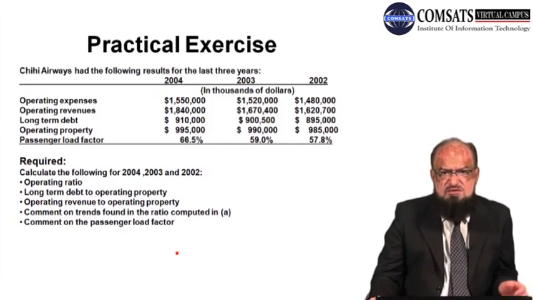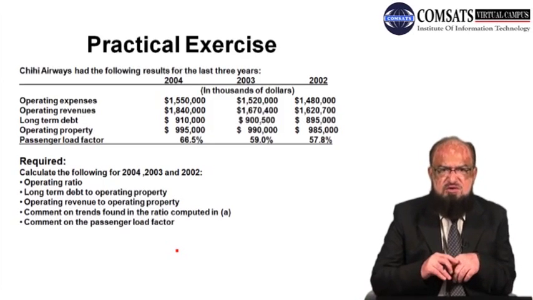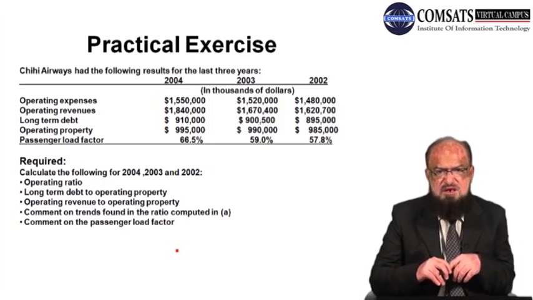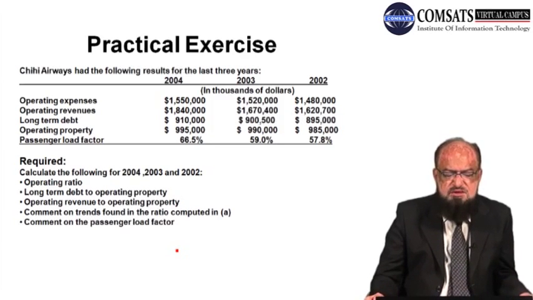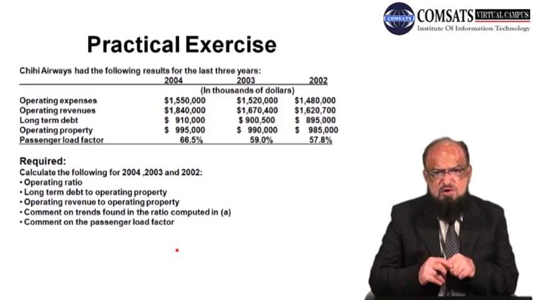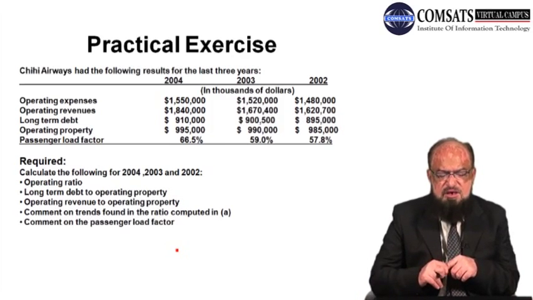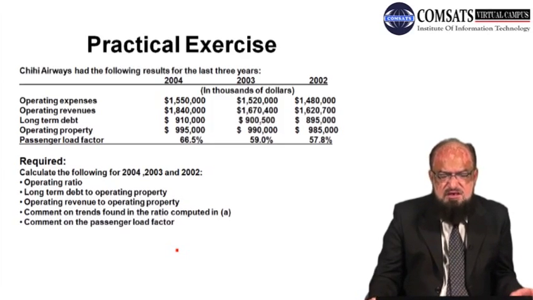You saw in the question that data for 2004, 2003 and 2002 is given. Operating expenses and operating revenue are given. Long-term debts and operating property are also given, and the passenger load factor is also given. This question is also related to the transportation business. Now we will calculate the various ratios like operating ratio, long-term debt to operating property, operating revenue to operating property, and comment on trends, and we need to calculate the load factors. First of all, we will calculate the operating ratio.